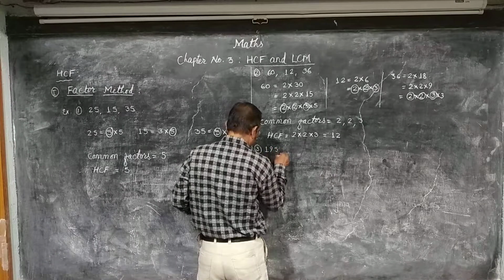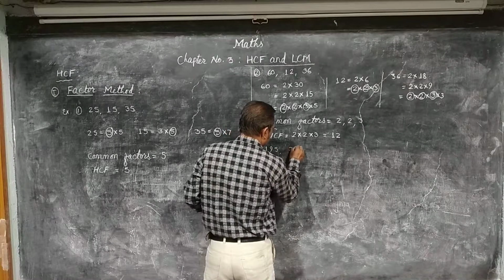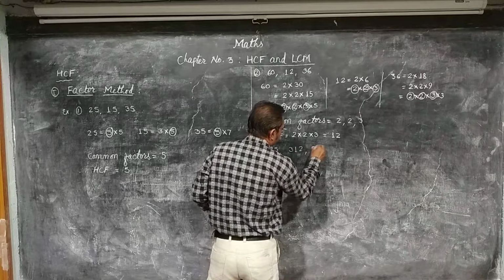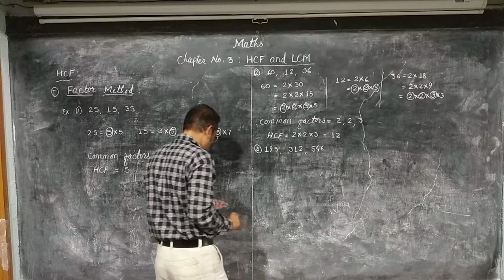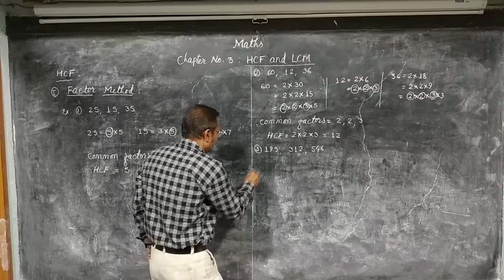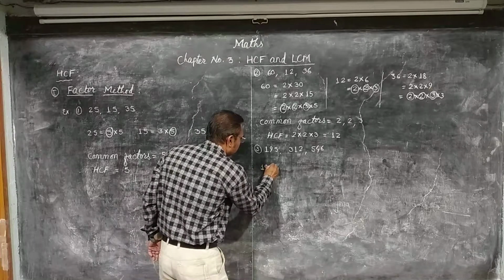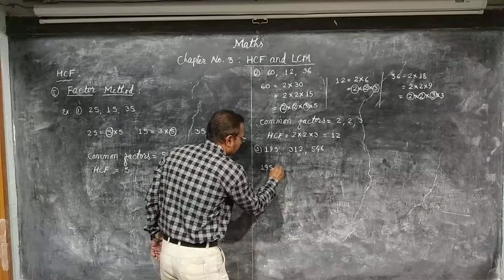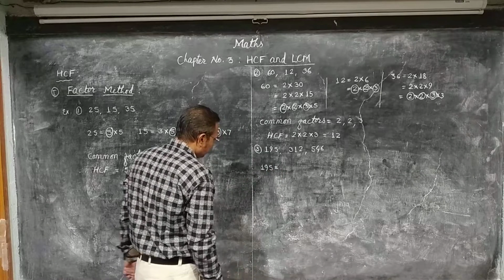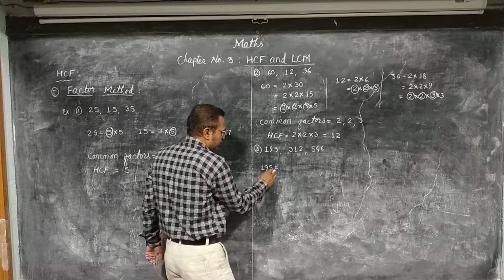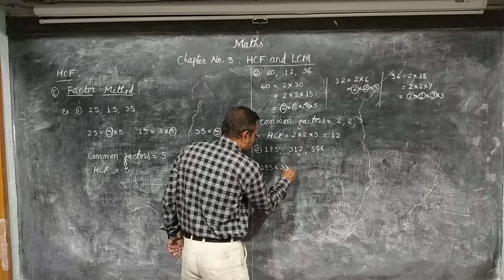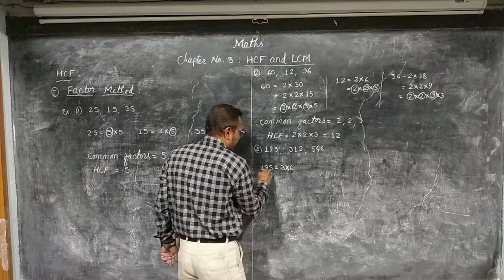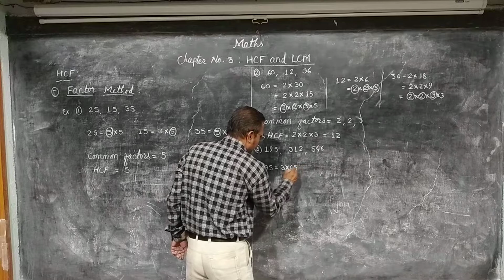195, 312 and 556. Okay. 195. Can we use the test of 2? No. Then 3: 1 plus 9, 10, 10 plus 5, 15. 3 6s are 18, carry 1, 15; 3 5s are 15, so 65.